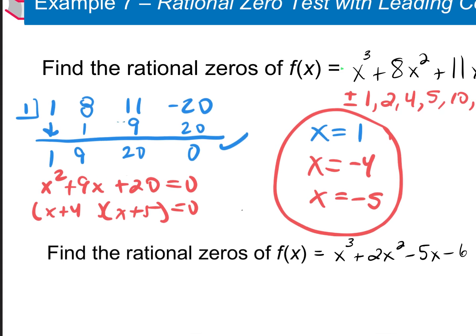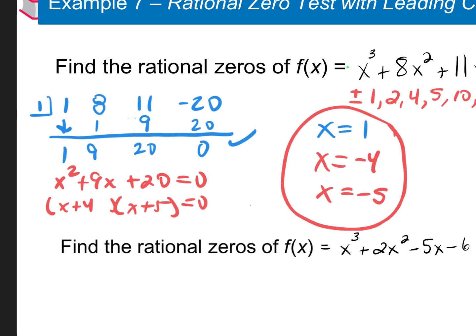So looking at this list, guys, if somebody started with negative 4 in your synthetic division, would you have gotten a remainder of 0? Yes. If you just randomly chose negative 5 to begin with, would you have gotten a 0? Yes. But I really think it's a good idea to just start with 1. If that doesn't work, go to negative 1. Just go down the list in order. It'll make your life a lot easier.